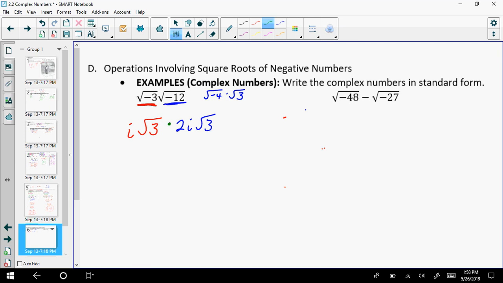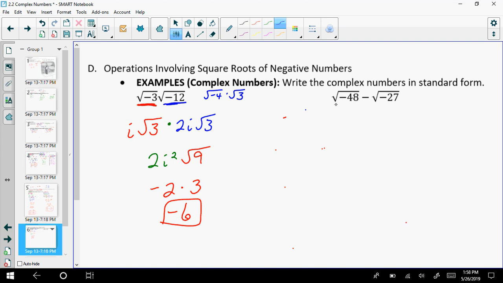And now I'm going to multiply them together. So when I multiply these together, i times 2i would be 2i squared. And square root 3 times square root 3 would be square root 9. Well, the i squared we know is -1, so that becomes -2, and square root of 9 is 3. So I get -6. Let's try the next one.